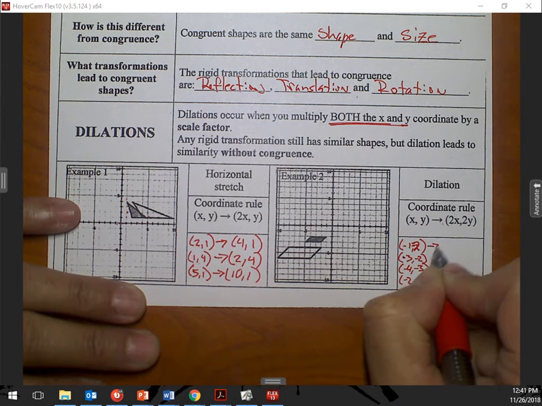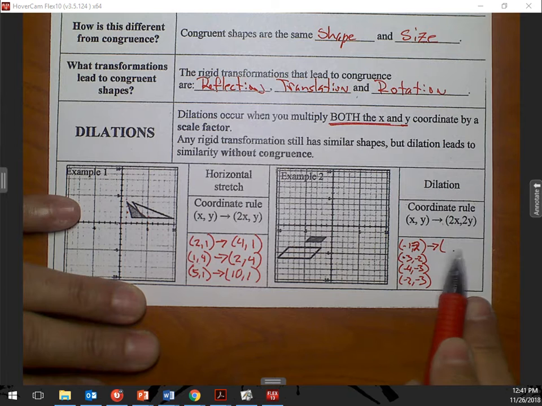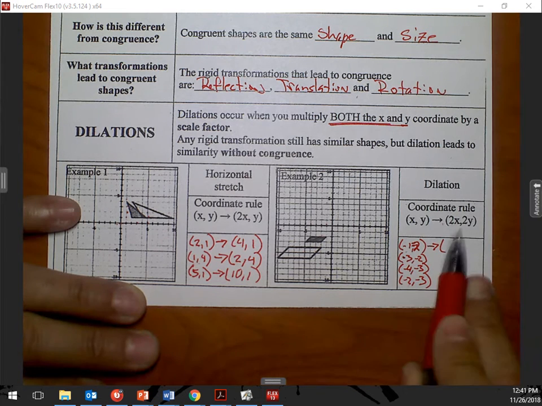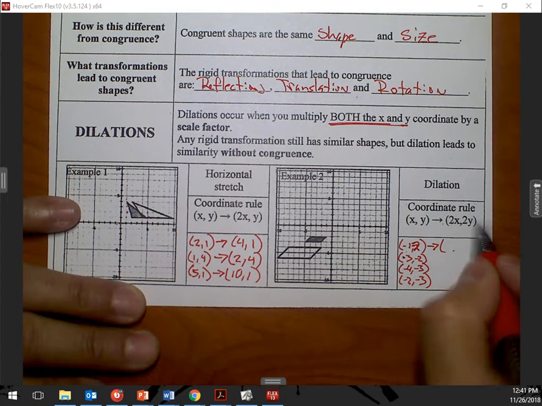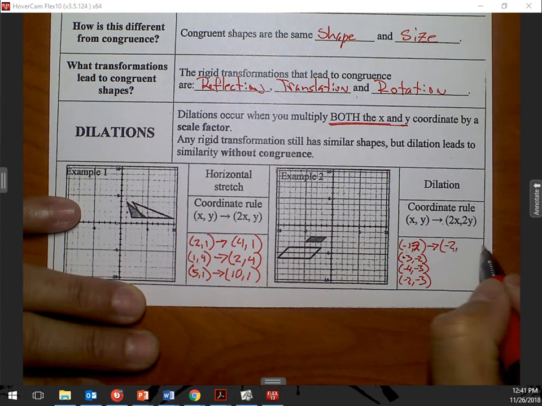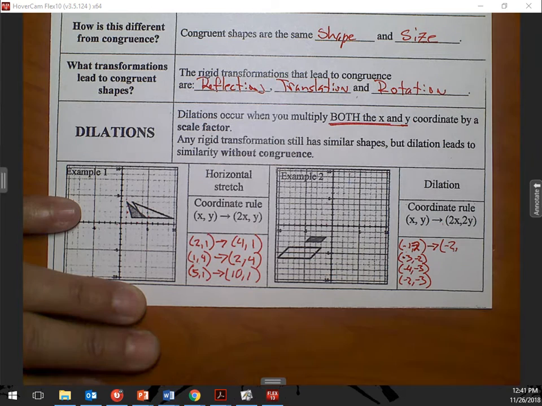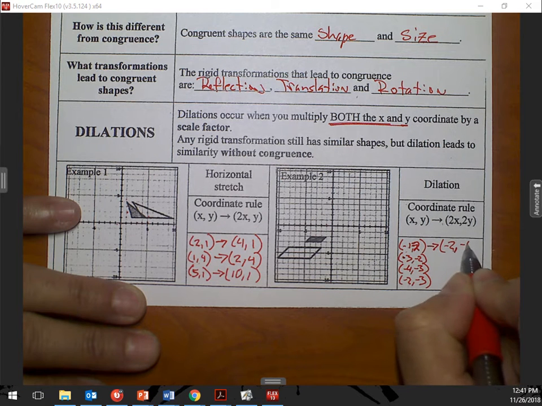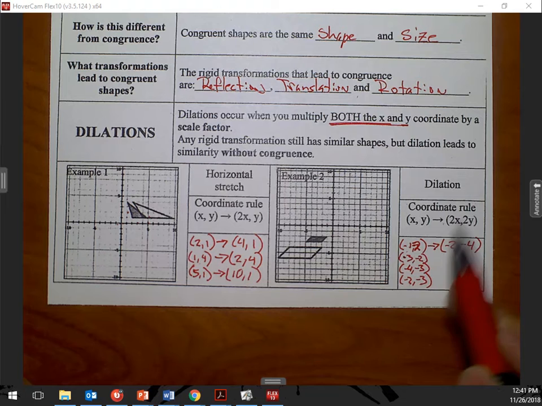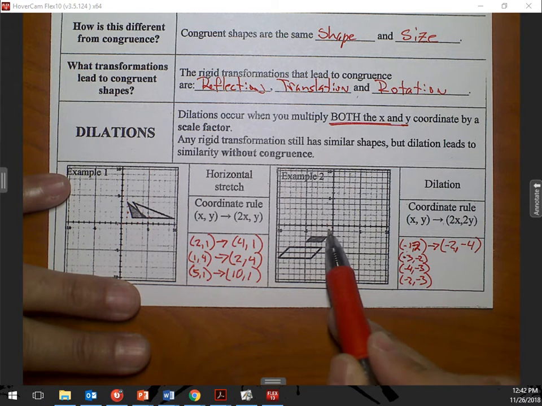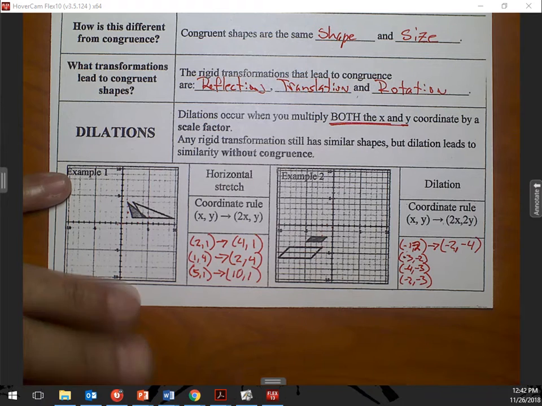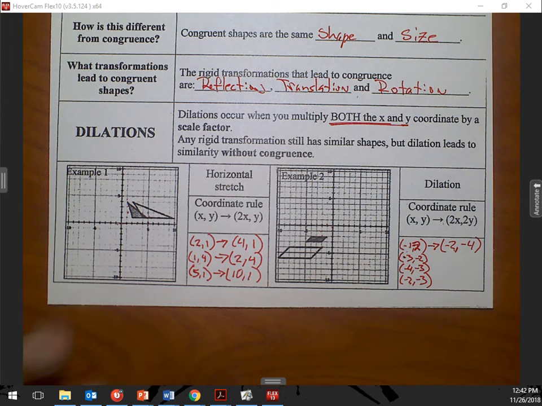Okay, so here's my dilation. What is this first one going to become? -1, -2 becomes -2, -4, because it's 2 times that number. Let's see if that works. It was right here, -2, -4. Hey, look, it is right. It works every time. So if you multiply this correctly, you should be good.